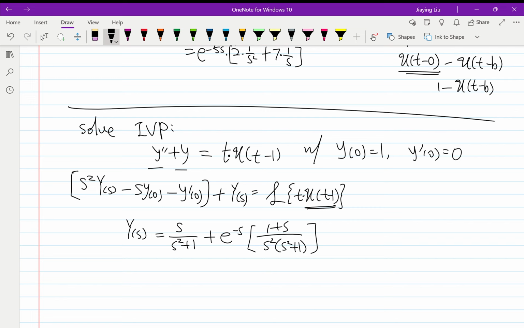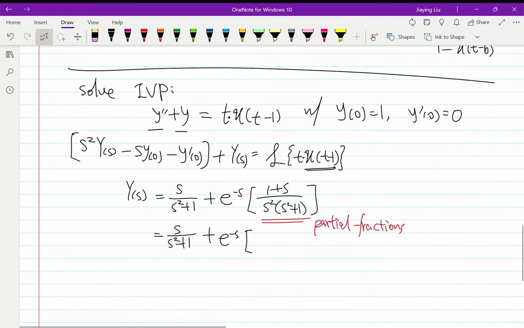What do we do here? If we want to find the inverse Laplace transform at the end, this one is okay, right? It's one of the special ones in the table. What about this one? This is where we have to use partial fractions to break it down. So this gives us s over s squared plus 1 plus e to the negative s, and that will give us, I'm going to write down what I have, that's a 1 over s plus 1 over s squared plus negative s minus 1 over s squared plus 1.